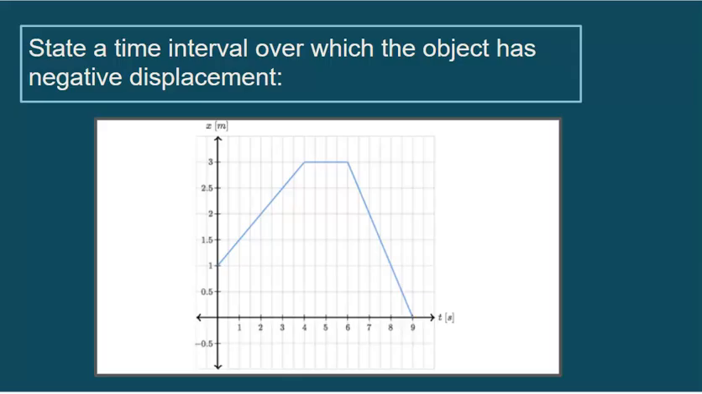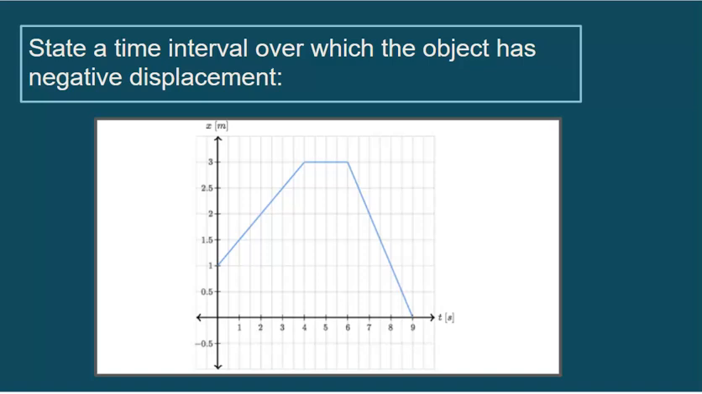Okay, so pause the video for a second and think about what this object is doing. And then state a time interval over which the object has negative displacement. All right, so the object started at 1, so they had a 1 meter head start, and then they moved forward at a constant rate. They got to 3 meters. Every time you look, I'm still at 3, I'm still at 3. So they just sat there and chilled, checked their phone, whatever.